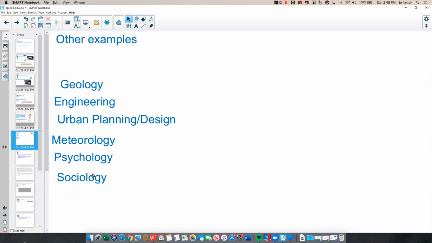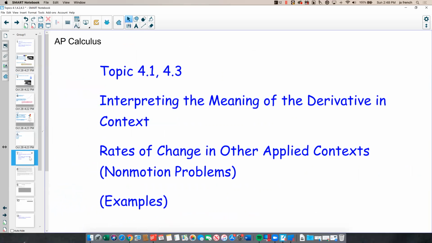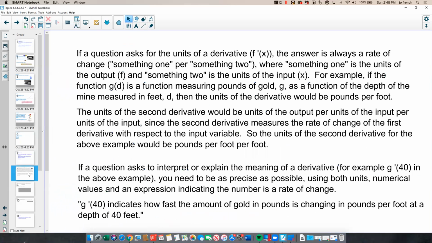So let's look at some examples. If a question asks for the units of a derivative in context, the answer is always a rate of change. Something one per something two, where the something one is the units of the output and the something two is the units of the input.